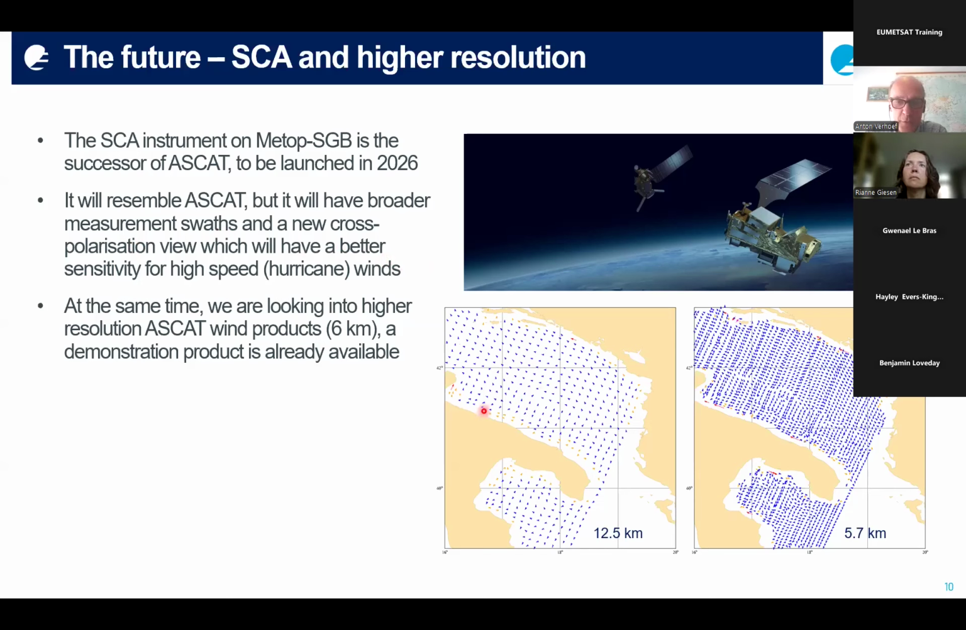At the same time, we are also working on higher resolution wind products. For ASCAT currently, we have 12.5 kilometer products, like here in the left-hand side plot. These are operational, and we also have a demonstration product at 6 kilometers. Especially for visualizations and to look into details, that will be very useful. So that's to come for the future.